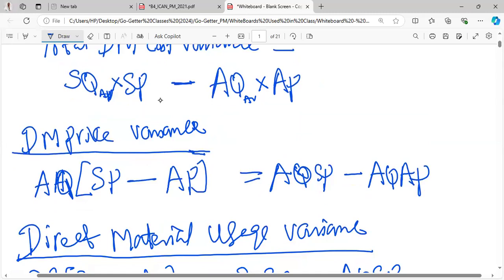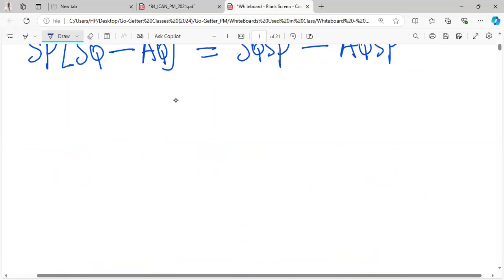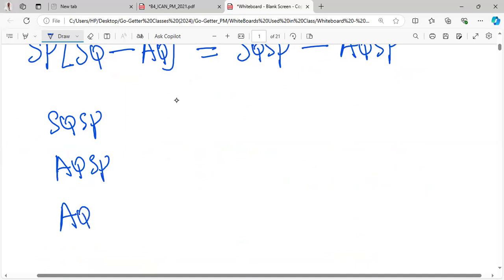Okay, so in the first instance, all you need to do... All right, let me do something here. So we have standard quantity, standard price. We have actual quantity, standard price. We have actual quantity, actual price.